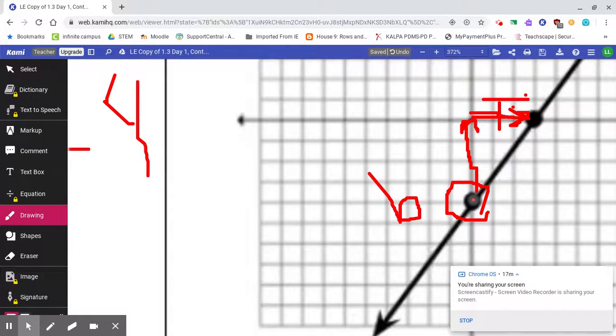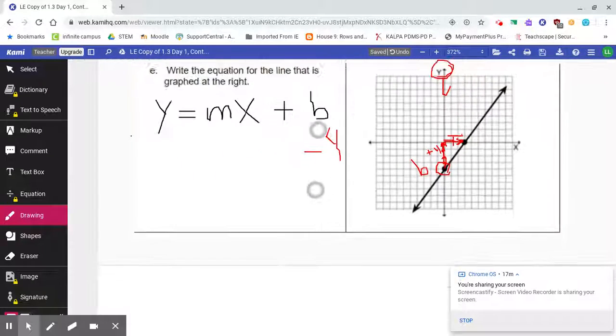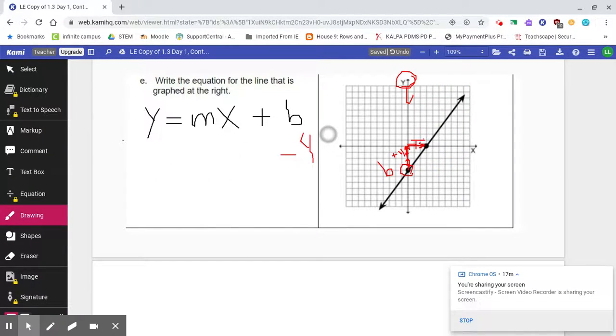So ready? Counting space. 1, 2, 3, 4 up. So it's +4 going up. And to the right, 1, 2, 3. So it's 4 up, right 3. So here's our slope. 4 up, so it's a +4, right 3. And we got our slope.